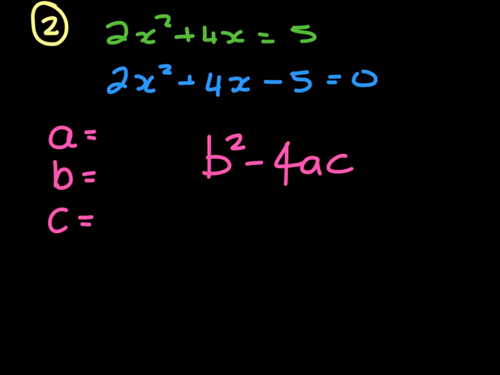Now remember, you've got to write a wee sentence at the end. What happens if b squared minus 4ac is less than 0, if it equals 0, or if it's bigger than 0? What does this mean? So write your little explanation.